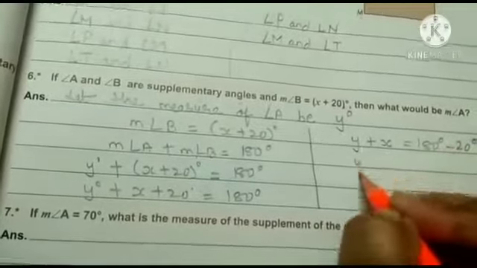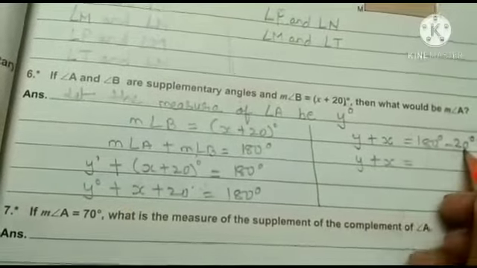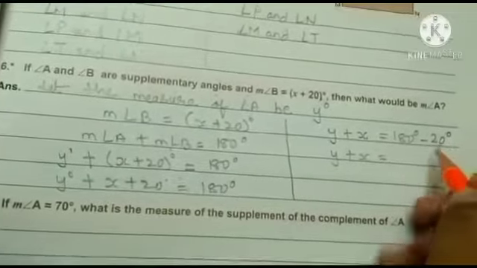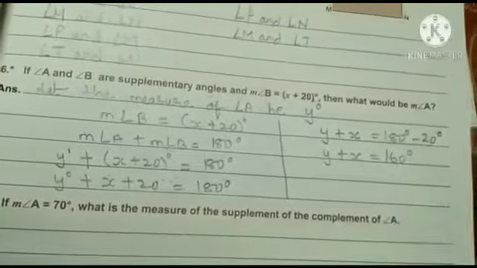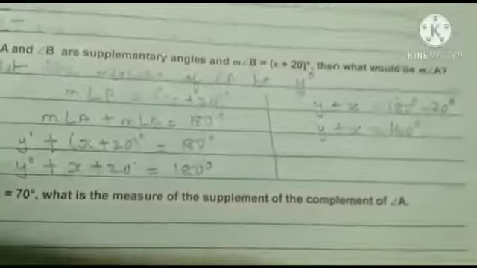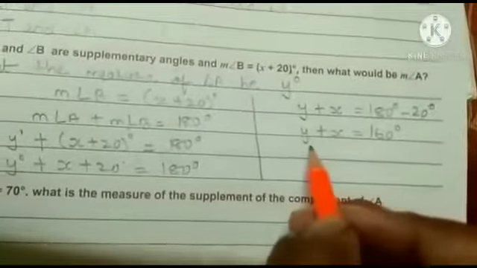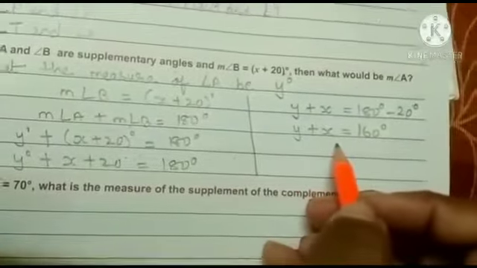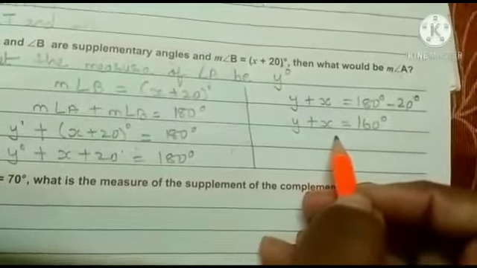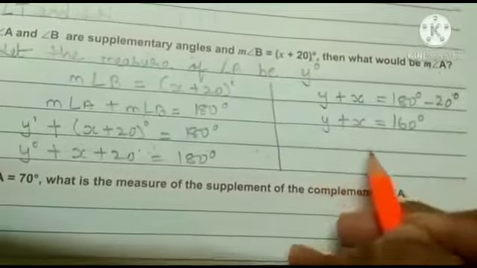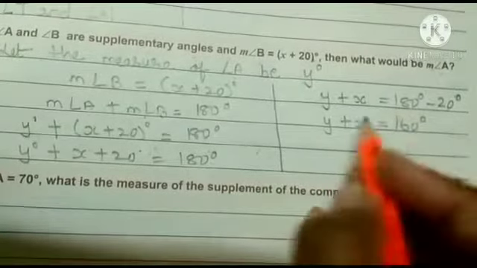Understood? So what you will get here? 180 minus 20, here you will get 160. Understood? Now tell me how you will do the calculation over here. Now y and x is there. So what will we do? We will take this x on the right hand side with 160.